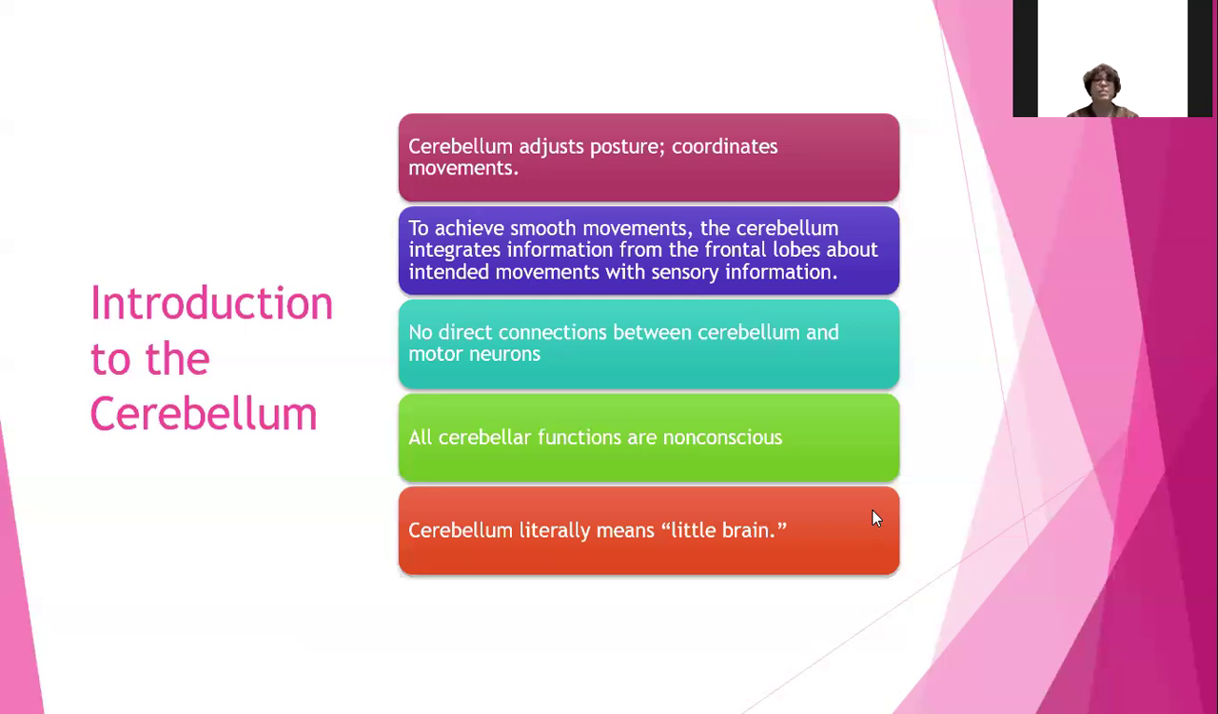So, the cerebellum, its basic job is it adjusts posture and coordinates movements. To achieve smooth movements, the cerebellum integrates information from the frontal lobes about intended movements with sensory information. There are no direct connections between the cerebellum and the motor neurons. It exerts all of its influence through the cerebrum. All cerebellar functions are non-conscious. We don't know about it, but it's going on in the background. And cerebellum, the name really means little brain. So it's our little brain back there underneath the occipital lobe, tucked up behind the brain stem.